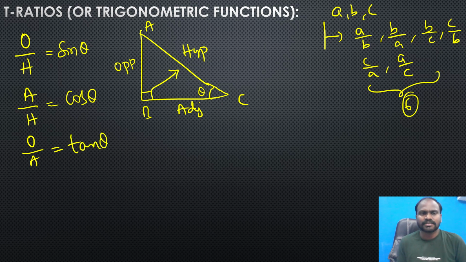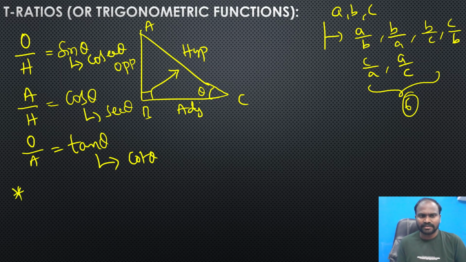And the reciprocal of tan is cot theta, the reciprocal of cos is known as secant theta, and the reciprocal of sine is known as cosec theta. Since they are reciprocal to each other, definitely we can form a relation there. So sin theta into cosec theta is equal to 1, we can write.